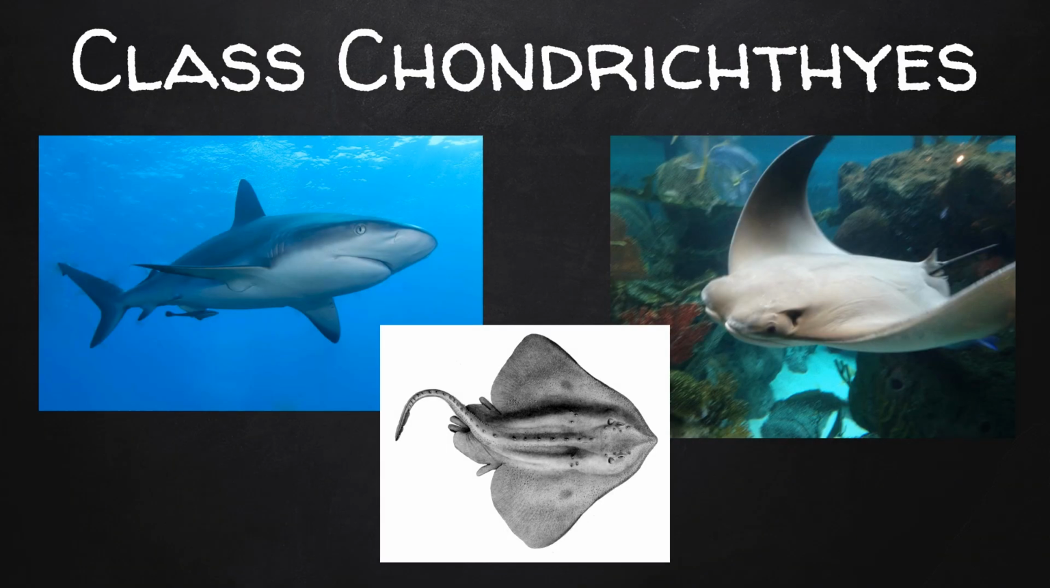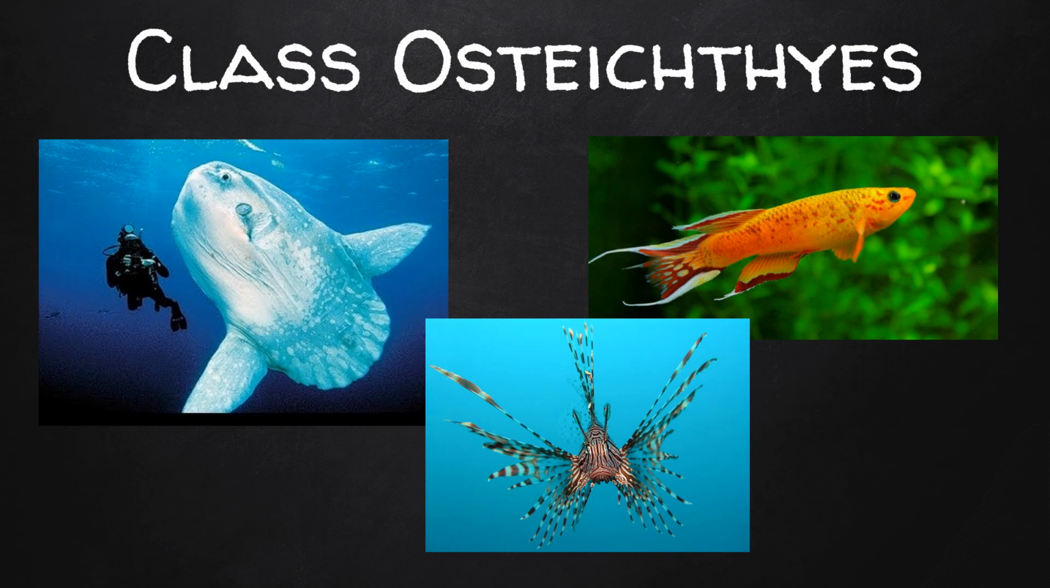Class Chondrichthyes is made of fish with skeletons made of cartilage. These include sharks, skates, and rays. Osteichthyes include fish with skeletons made of bone.